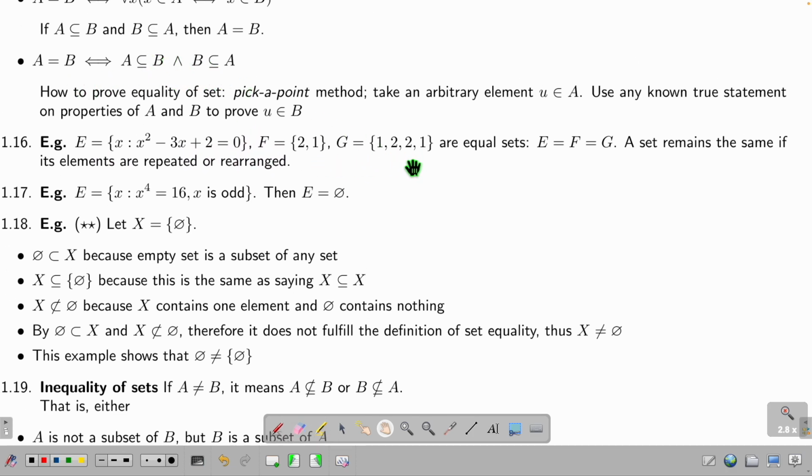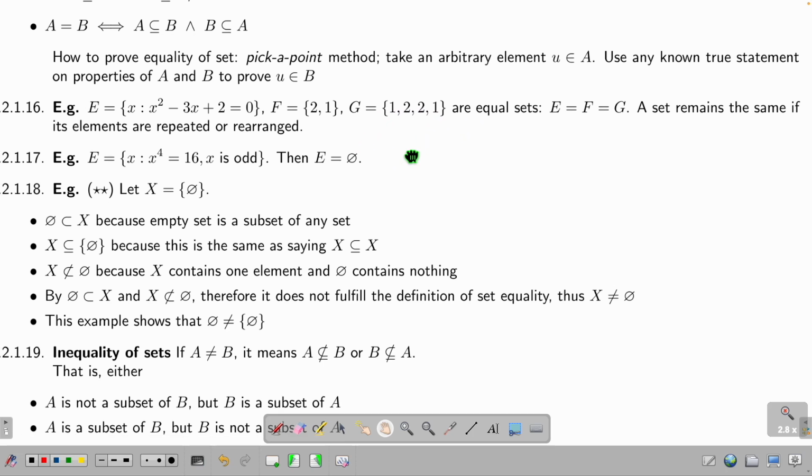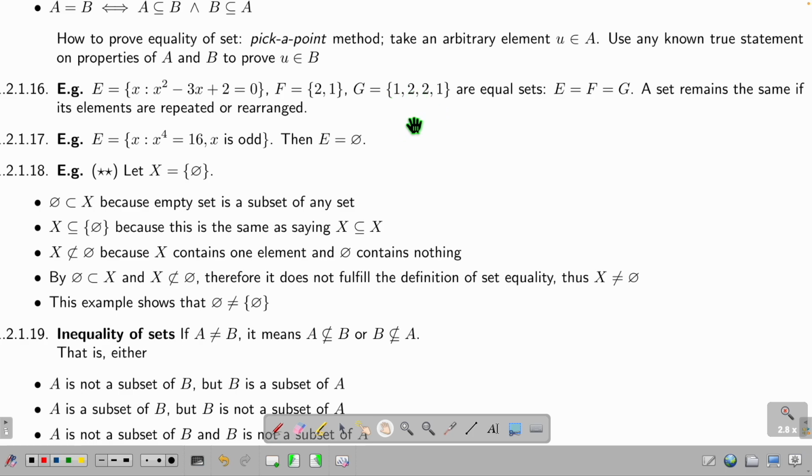These two sets are the same because in a set we don't care about duplicate elements. So 1, 2, 2, 1 is just 1, 2. We don't care about duplicates. In very advanced cases, we care about duplicates. Those are called multi-sets. We don't talk about that. But in this case, we don't consider duplicate elements. Okay. So because this guy is just 1, 2, which is just F, therefore they are the same thing.